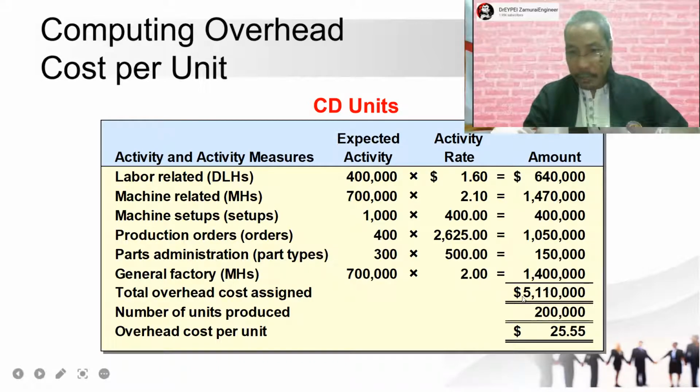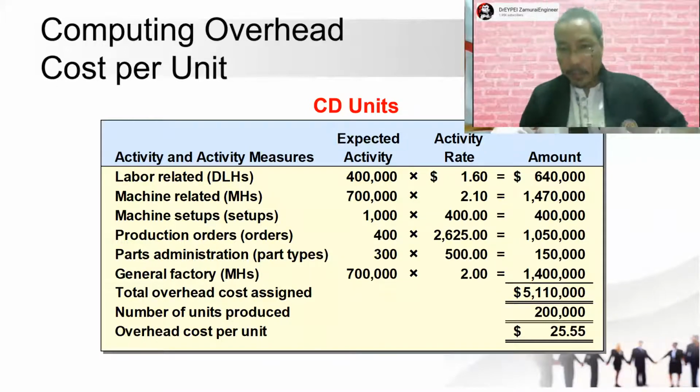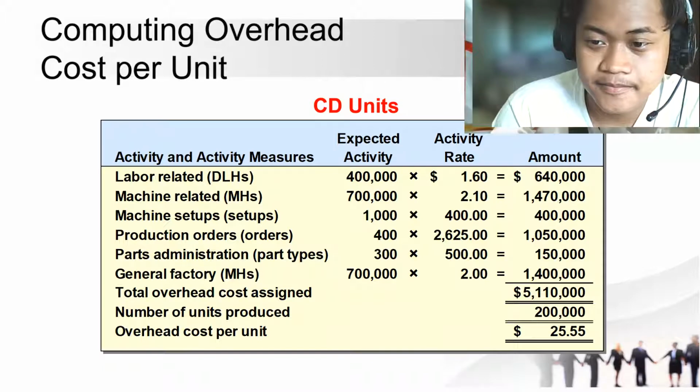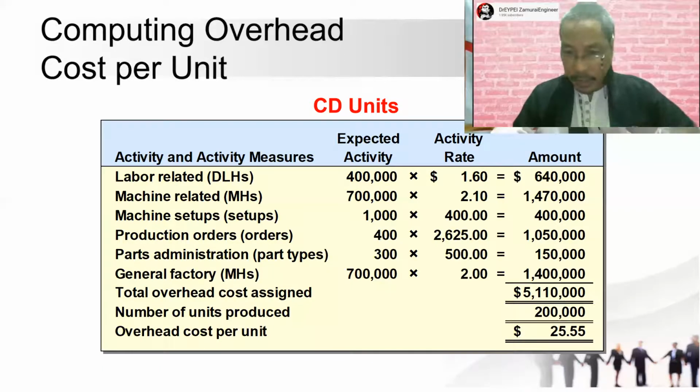So 5,110,000 divided by 200,000. Please confirm the result. The result would be, please give me feedback, 25.55. Okay, the same. So we can confirm that the answer is correct, 25.55.